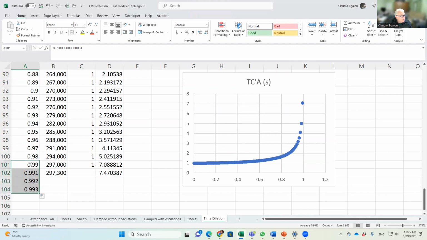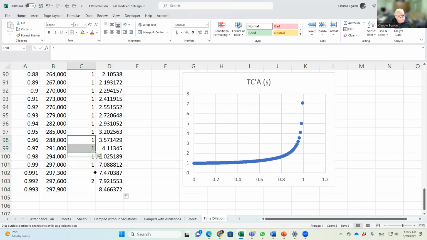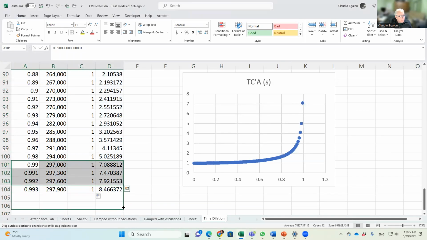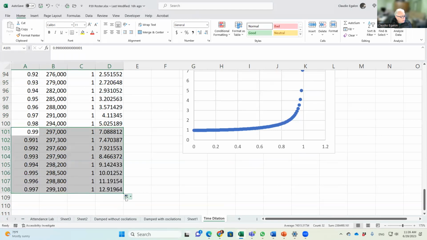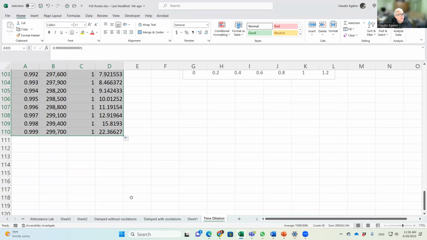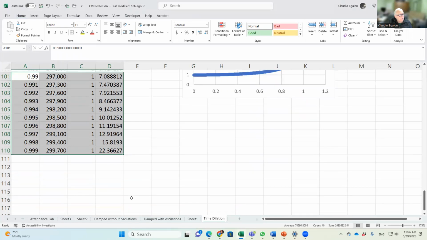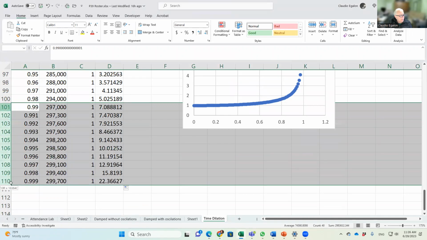0.991, 0.992. So you can see the result of your measurement. 93, 94, 95. Most of the changes occur very close to the speed of light. 97, see? 98, 99. Okay, 99.9% of the speed of light. So between 99% and 99.9%, the variation is huge, right? The change is huge.